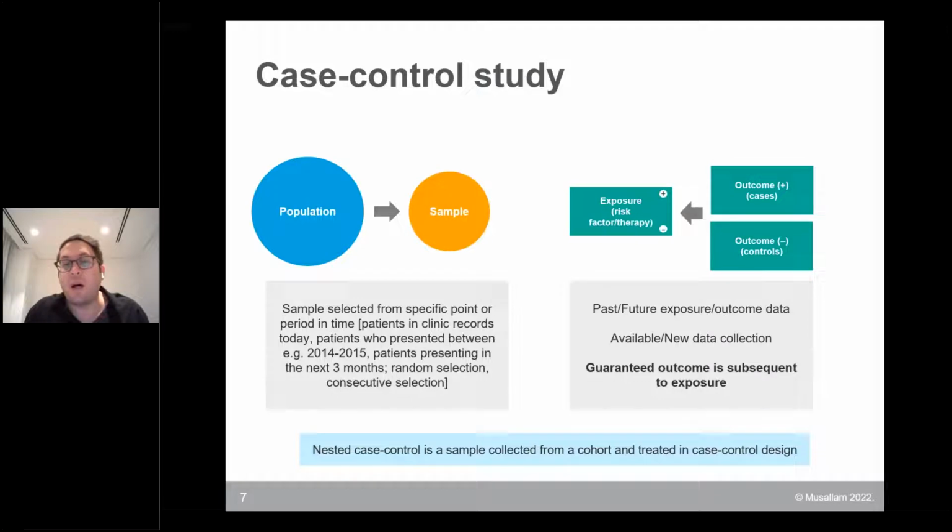And just to give you an example of what I mean by past or future exposure, or available data or new data collection: you can do this study based on something that's already available in the charts, or you can actually start doing it on newcomers.